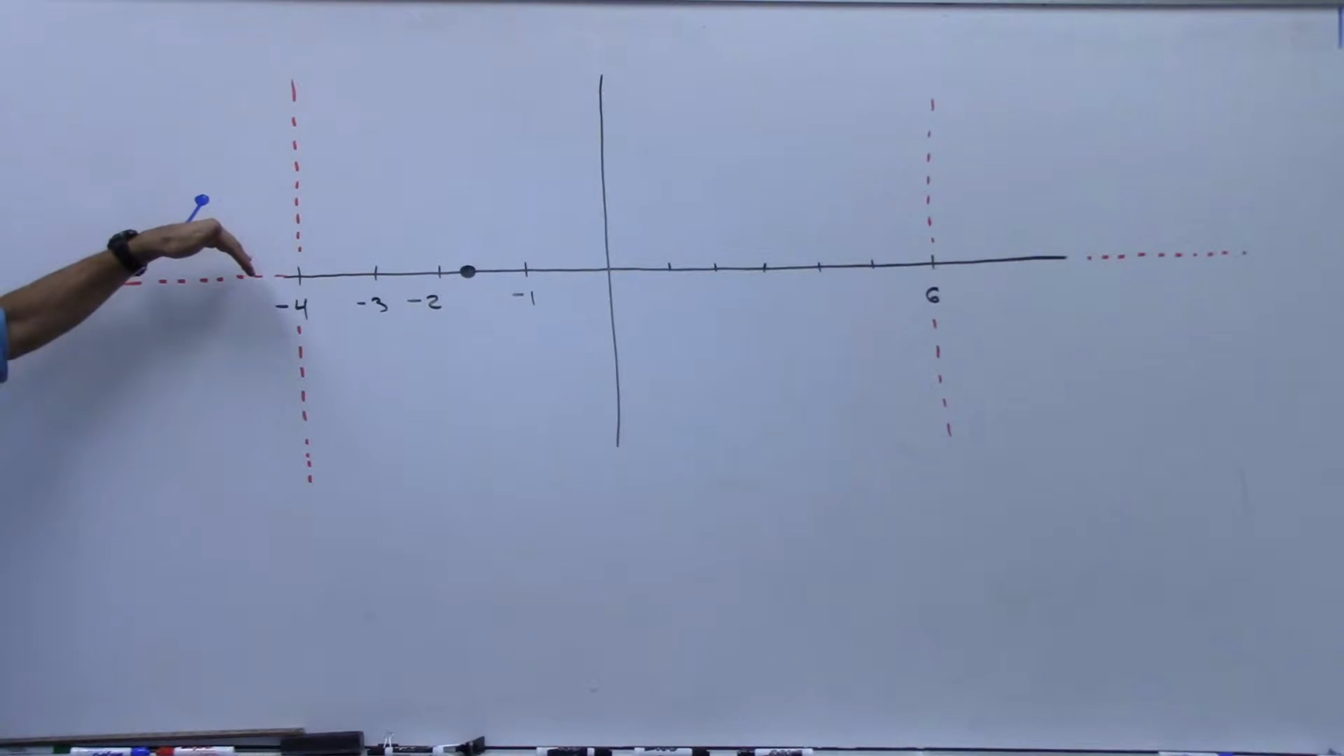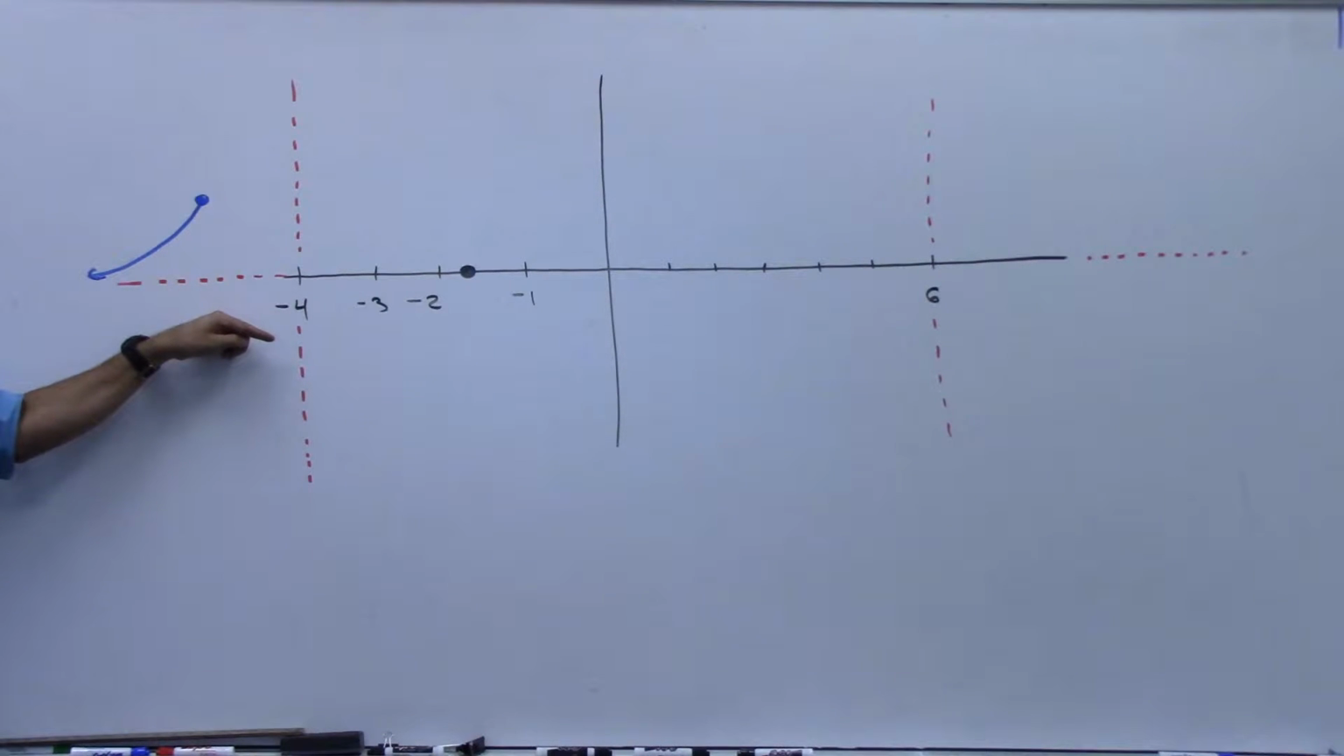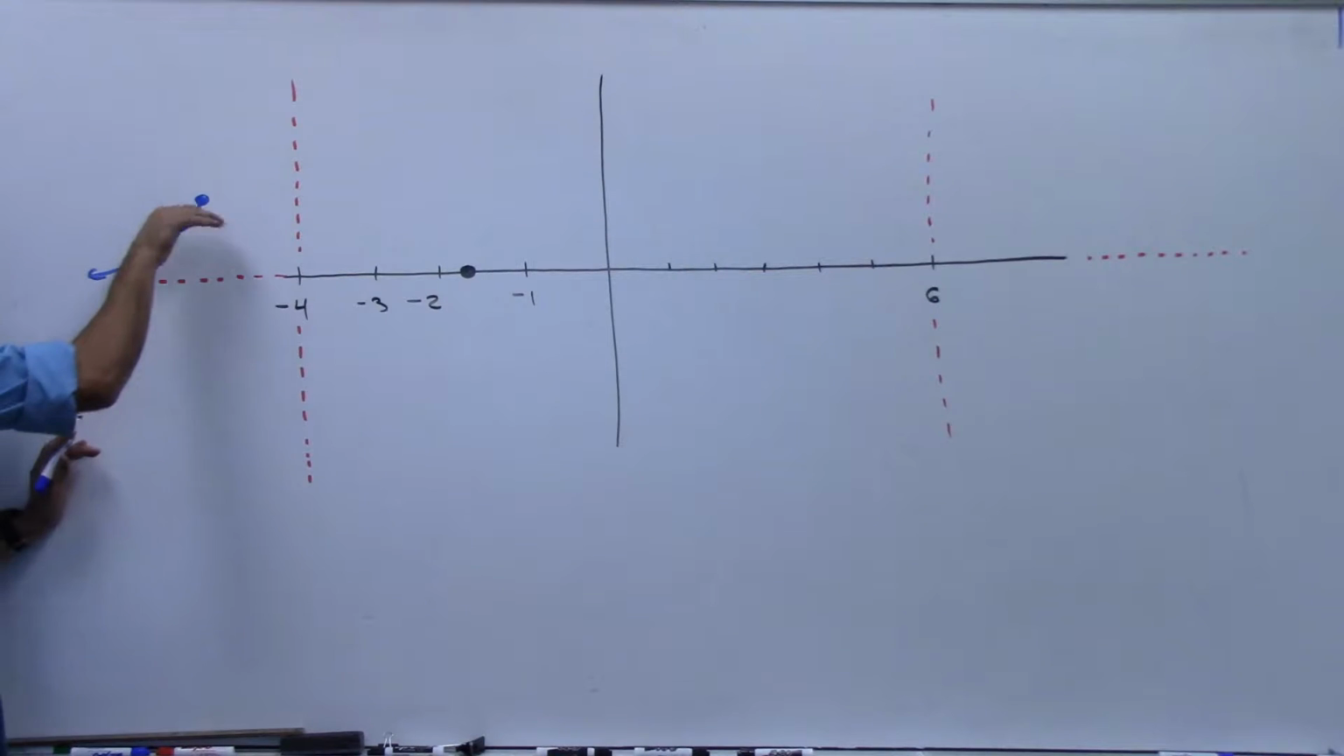Because there's a horizontal asymptote. Good, but no. Close, but no. What would I have to have here if I did go down and cross through? I would have to have an x-intercept. See, remember, you're allowed to cross through horizontal.